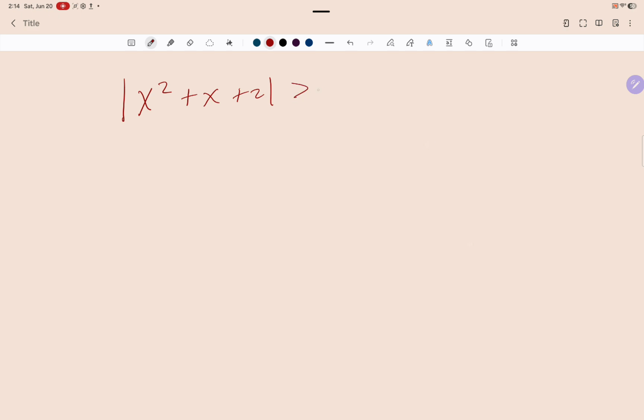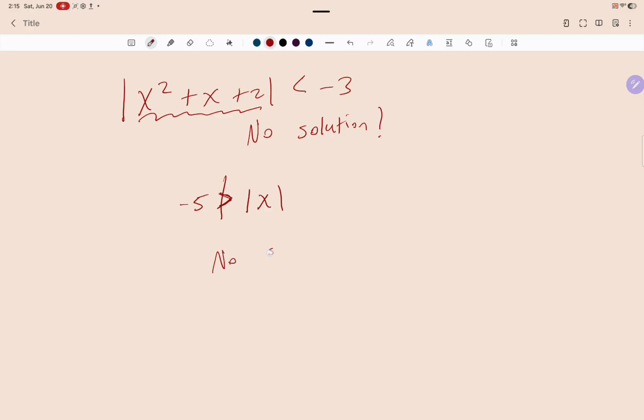So when we have no solution, we can have something weird like this. It doesn't have to be too complicated. Let's say, is the absolute value ever smaller than a negative number? No. So in this case, it's no solution. We could also take something simple like this: let's say -5. Is -5 greater than the absolute value of x? No. Remember, the absolute value is never negative. Therefore, we have no solution.